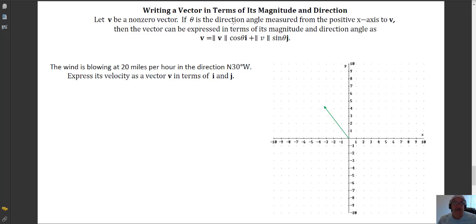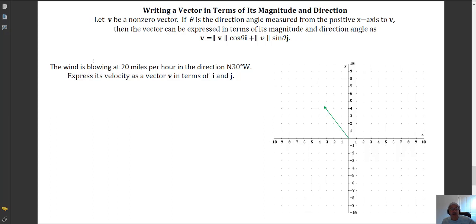We've looked at a similar problem earlier, but let's look at it one more time here. It says writing a vector in terms of its magnitude and direction. Now it says let vector v here be a non-zero vector. If theta is the direction angle measured from the positive x-axis to v, then the vector can be expressed in terms of its magnitude and direction as follows. So this is like the trigonometric way we've looked to write vectors here.